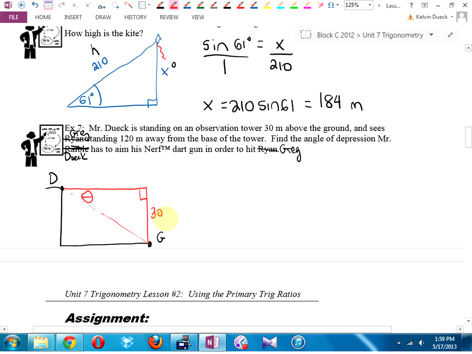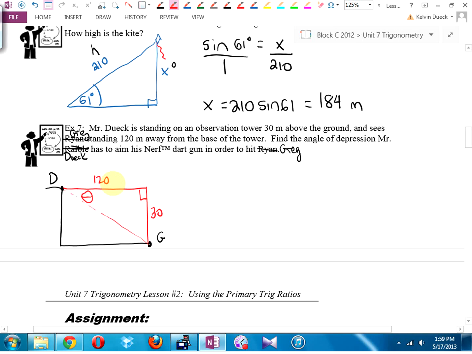Is that okay, Ty? And then it says Greg is standing 120 meters away from the base of the tower. Well, the base of the tower is right there. 120 meters away. Oh, I think that would be this distance, but that's in the black bottom triangle. Is there a way that I could somehow move that number or figure something out? Oh, on the top, you're saying this is 120? Okay.